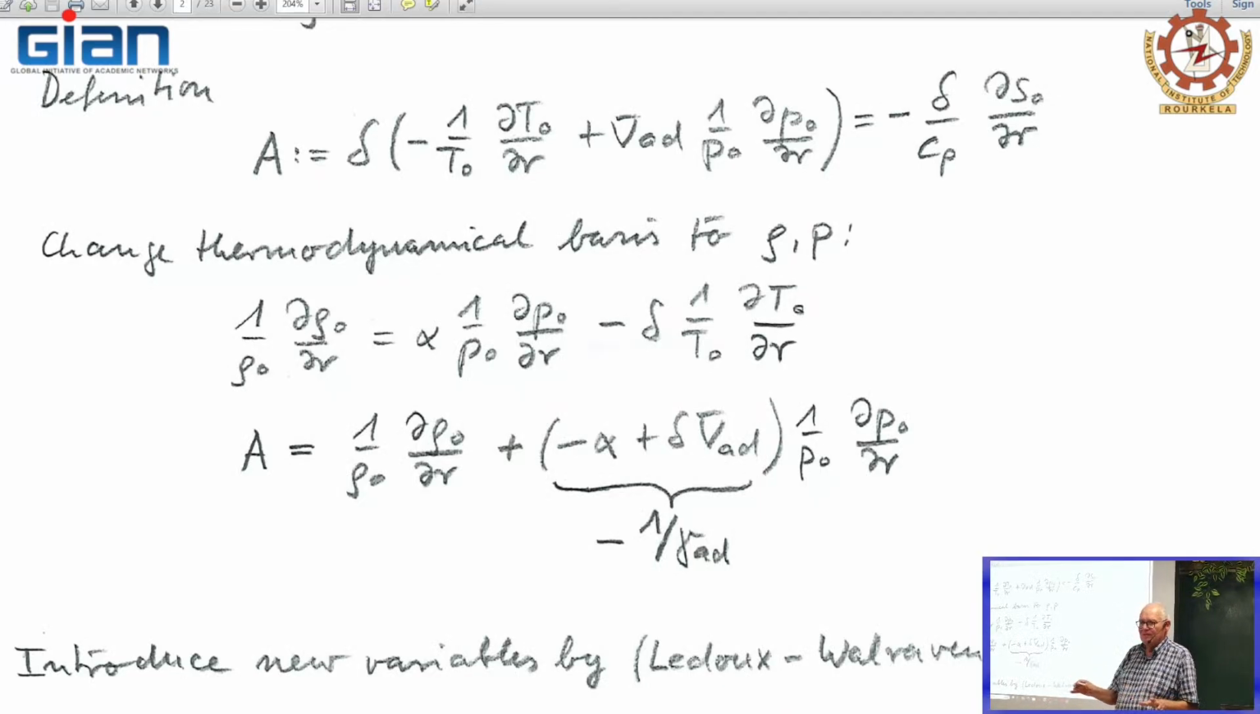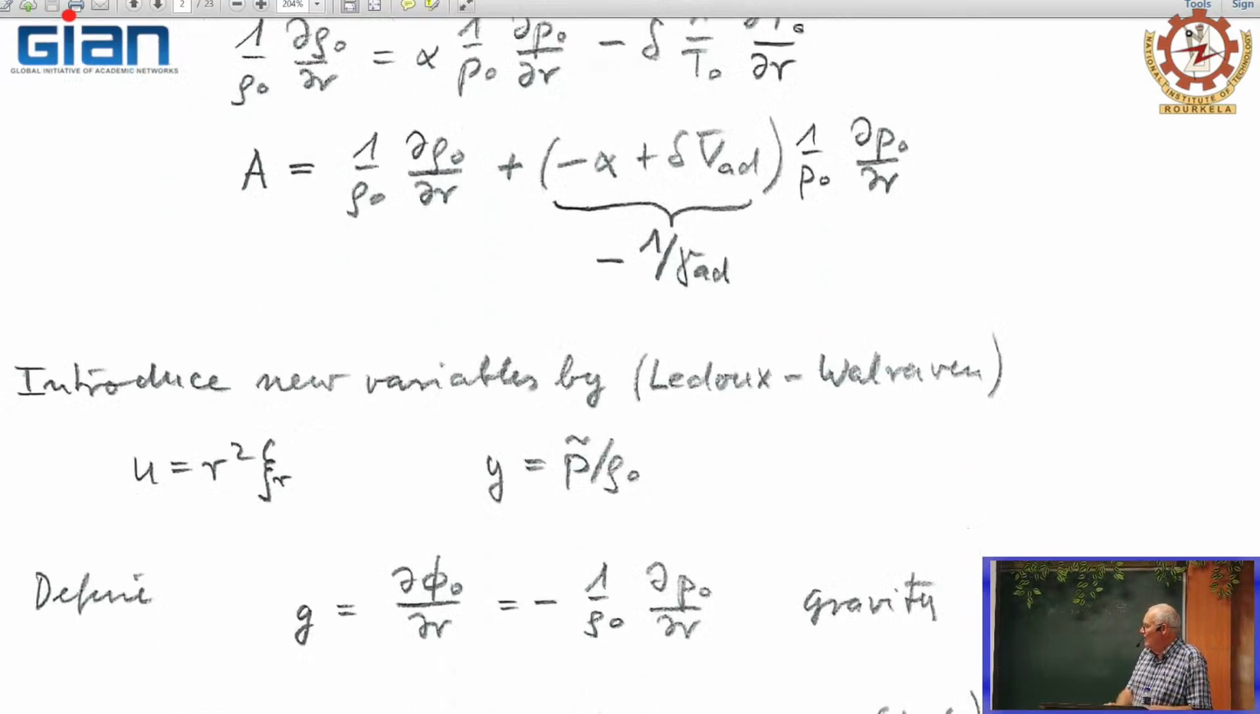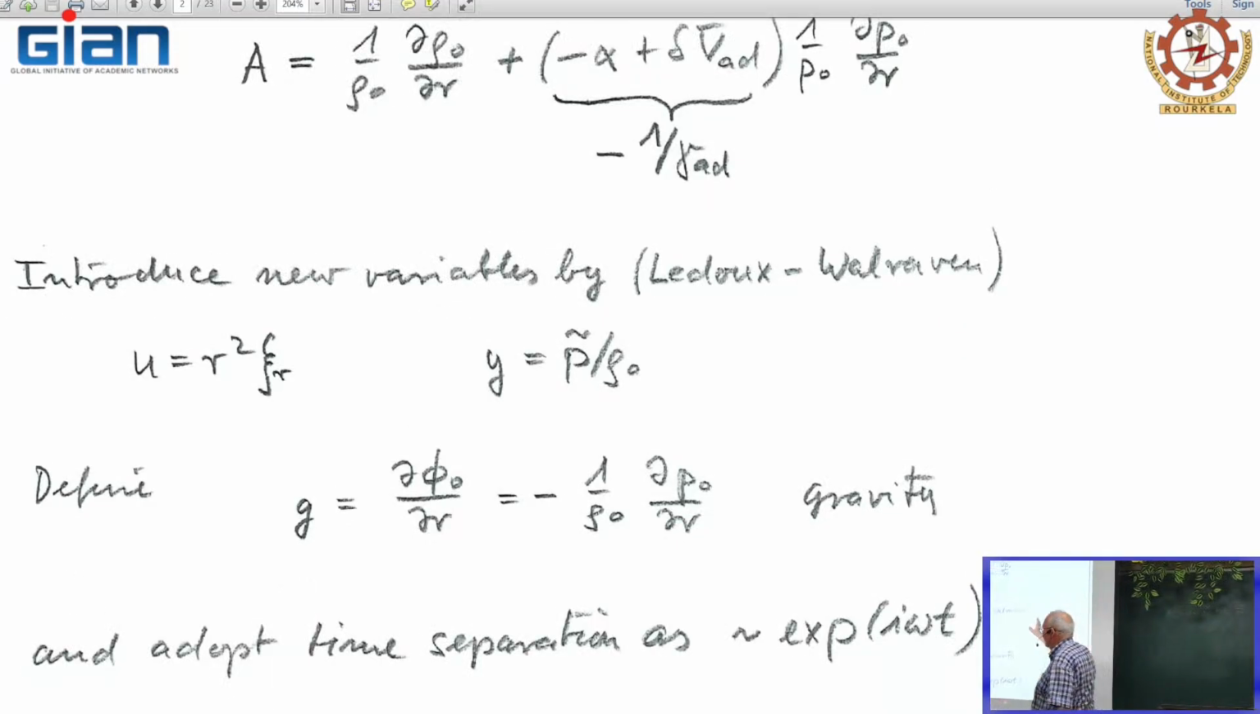Keep this in mind, we will use this quantity later on. Then we introduce some new variables, some transformation, and we will end up with the standard formulation of the non-radial linear adiabatic problem, given the first time by Ledoux and Wallraven.